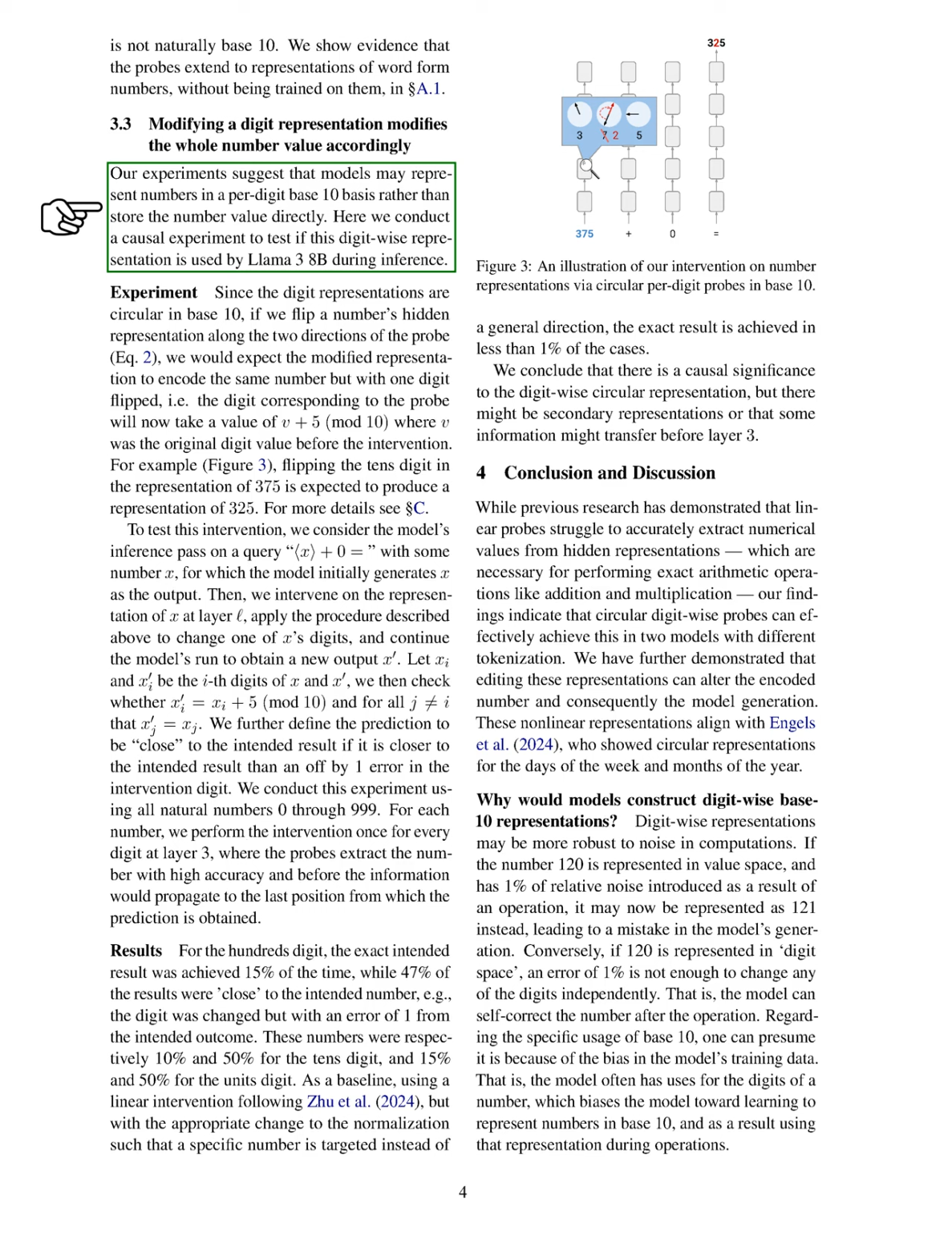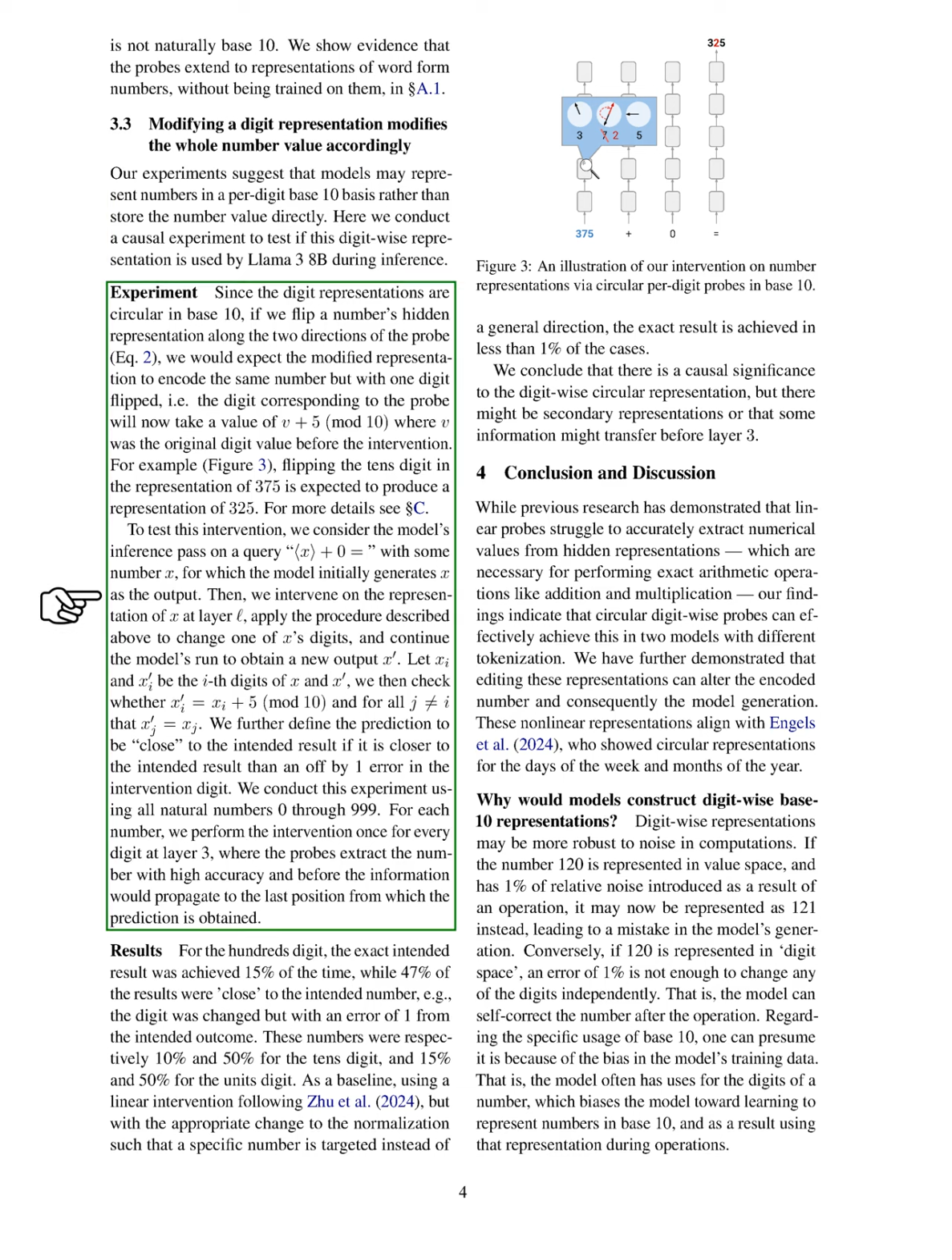In our experiment, we note that digit representations in base 10 are circular. If we alter a number's hidden representation in two directions, we expect the new representation to reflect the same number but with one digit changed. Specifically, the digit we modify will take on a new value that is the original digit plus 5, adjusted for base 10. For instance, changing the tens digit in the number 375 should yield a representation of 325.